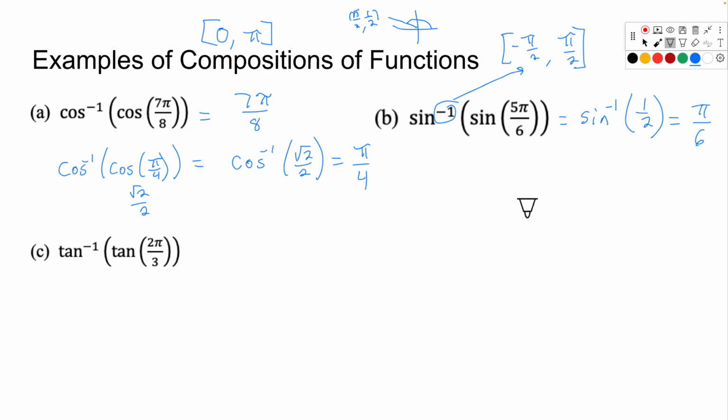Tangent. Tangent of 2 pi over 3, is that in the domain? Or the range, right? 2 pi over 3, where is that? That's over here. Remember, tangent only goes from negative pi over 2 to pi over 2. So we have to do the same thing here. We have to go look up what is tangent of 2 pi over 3. Does anyone know?